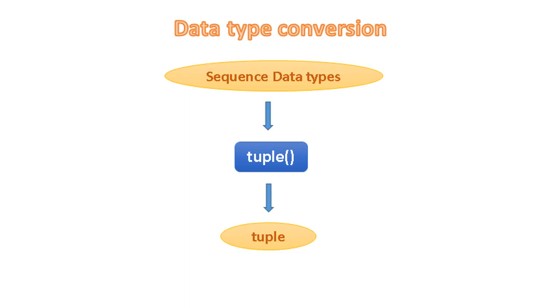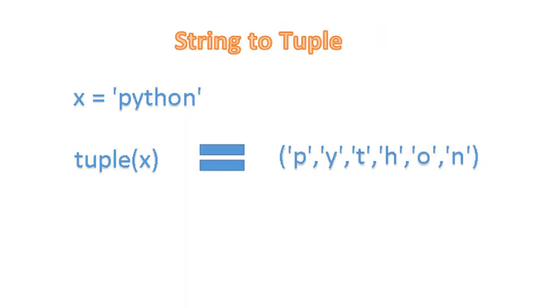Data type conversion. The tuple function is used to convert a sequence data type to tuple type. Sequence data types are string, list, set, etc. Converting string to tuple. A string is a sequence of characters, so when a string is converted to tuple, it takes each character in the string as a tuple item.